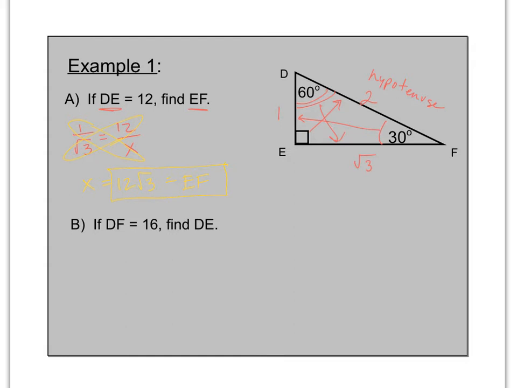Let's try our next one, part B. This time we're working with DF and DE. So find them on the picture. DF has a ratio of 2 to 1 with DE. The hypotenuse is twice as long as the short leg. So 16 over x. Cross multiply, you get 2x equals 16, x equals 8. So DE in this case would equal 8.